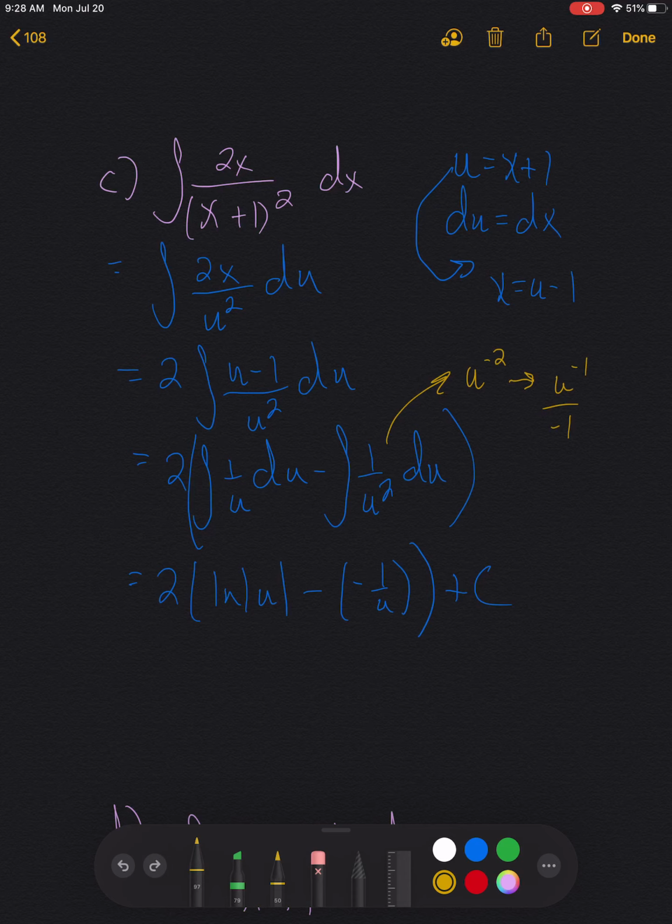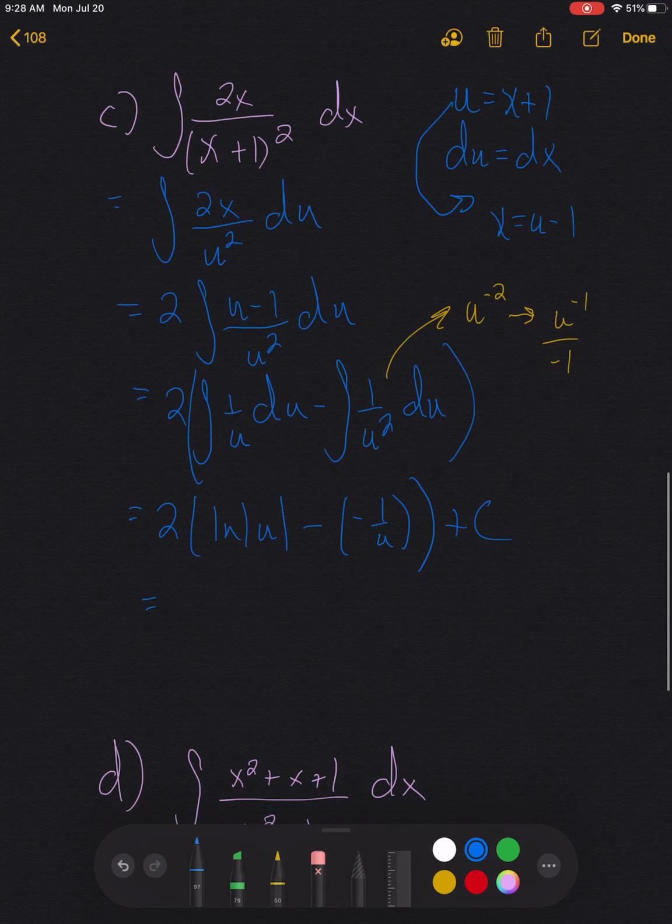Okay. So let's talk about simplifying this. So I've got 2 times the natural log of absolute value of u. We need to replace the u with x plus 1. And then we're minus a negative, so this is going to become addition. I'll distribute the 2 into this term as well, and then the u in the denominator will rewrite as x plus 1, and then we're adding the c to everything.